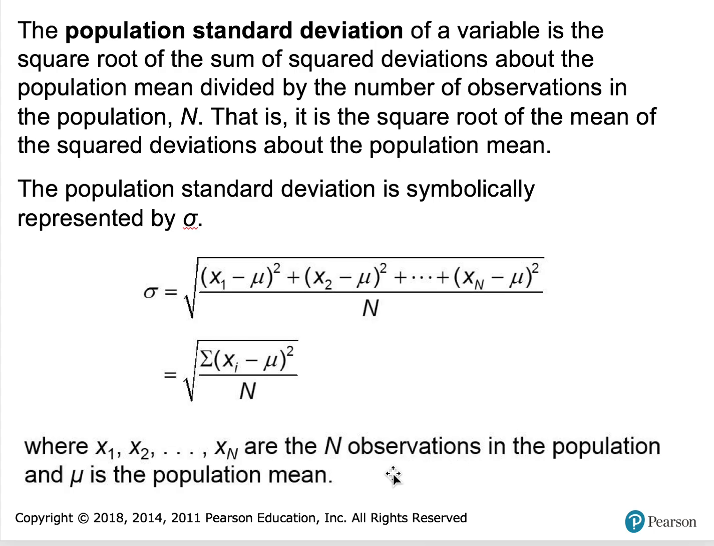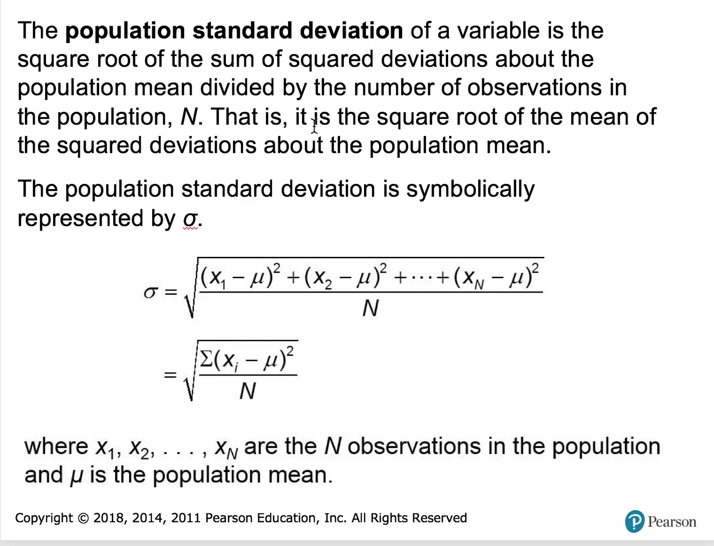Measures of dispersion are meant to describe how spread out data are. In other words, they describe how far, on average, each observation is from the typical data value. Standard deviation is based on deviation about the mean. The population standard deviation of a variable is the square root of the sum of squared deviations about the population mean divided by the number of observations in the population, cap N. That is, it is the square root of the mean of the squared deviations about the population mean. Blah, blah, blah, right?